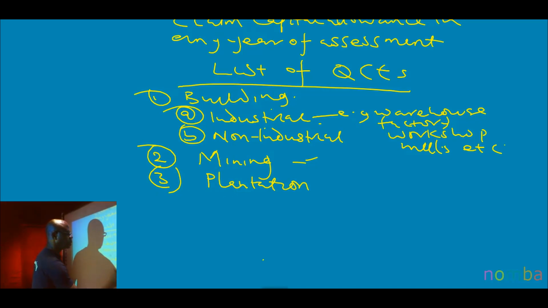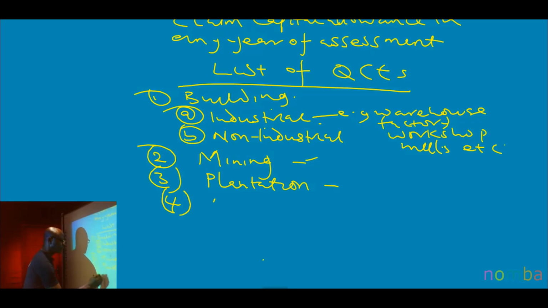Let's look at 3, plantation. Plantation expenditure. What is plantation expenditure? These are expenditures in connection with initial clearing of land, seedling, planting, harvesting, but does not include cost of replanting. It also includes cost of construction work that will be of little use when the plantation is no longer worked.